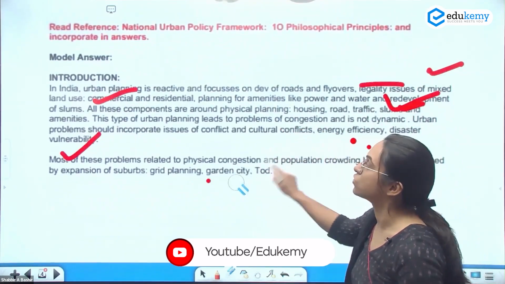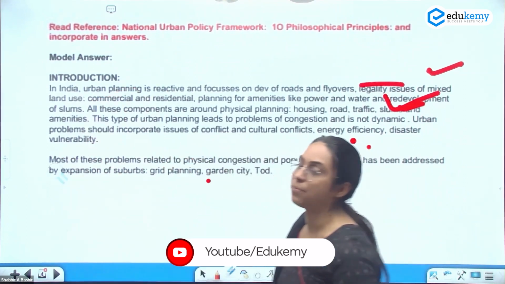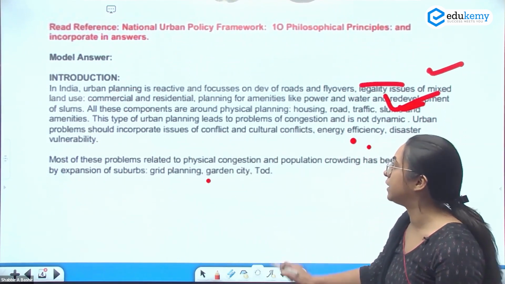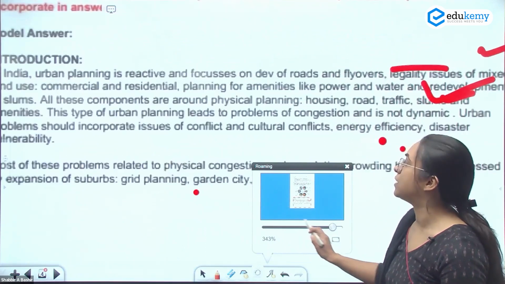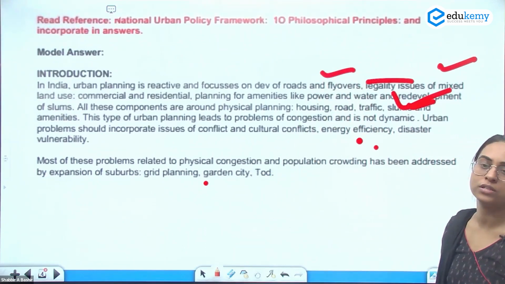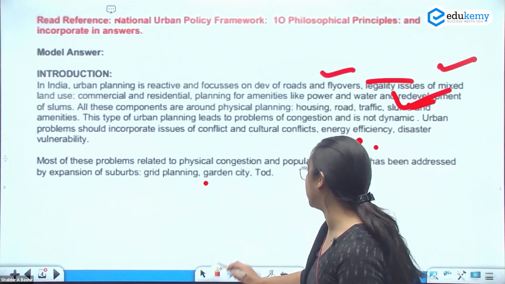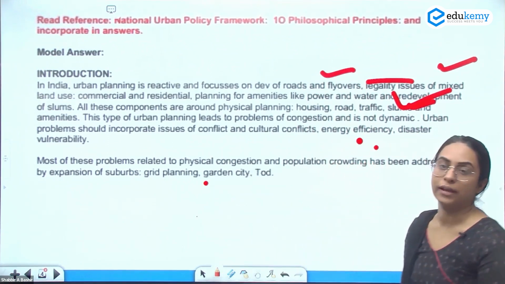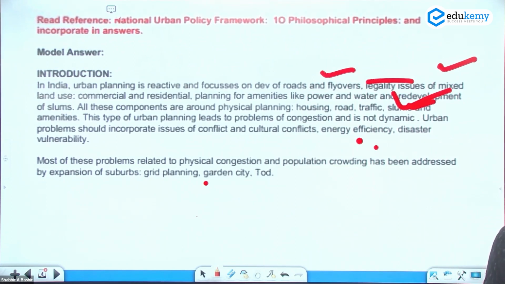So about the introduction, you can say how is the present planning? The present planning is reactive, and the present planning focuses on the development of roads, highways, flyovers. That is, the present planning is more of the physical planning. It is more about land use planning, the commercial planning versus the residential planning.